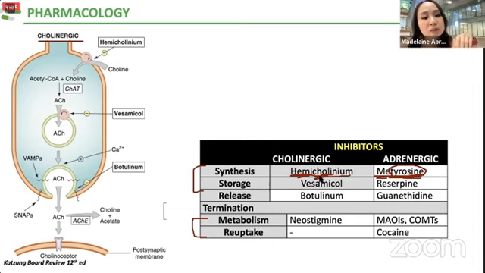So, hindi ka makaka-form. That's your synthesis phase. Then storage, para madaling tandaan, vesicle. Vesicle is used to store. Reserve is also known as storage.